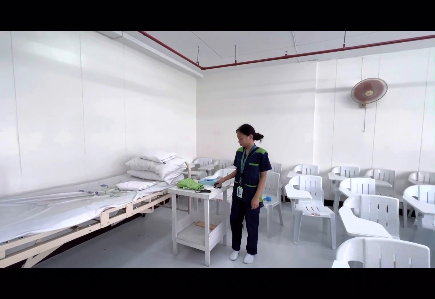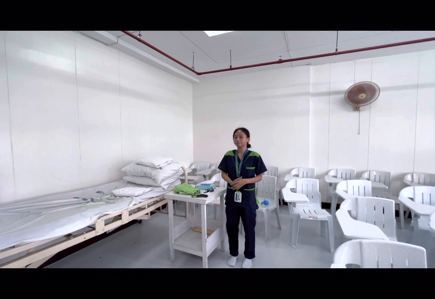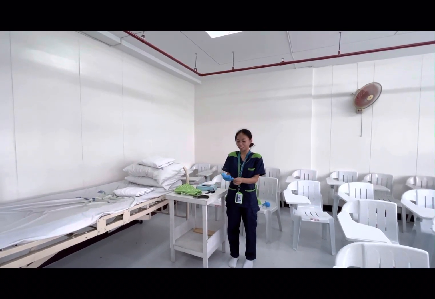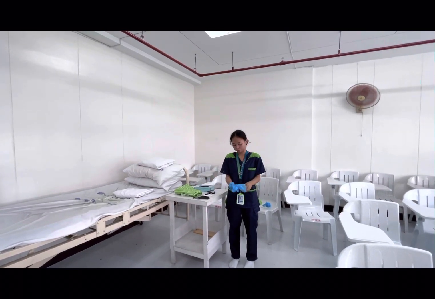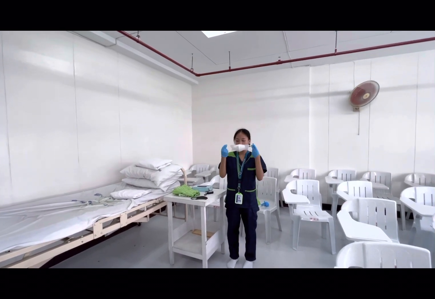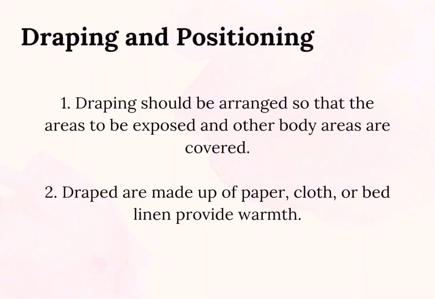Next is to perform hand hygiene and wear gloves if necessary. Wear mask, face shield or goggles also if necessary. Close the curtain or door to provide the client's privacy. Encourage the client to assist as much as possible. Get adequate help. Use mechanical aids. Draping and positioning: draping should be arranged so that the areas to be exposed are uncovered and other body areas are covered. Drapes are made of paper, cloth, or bed linen and provide warmth.